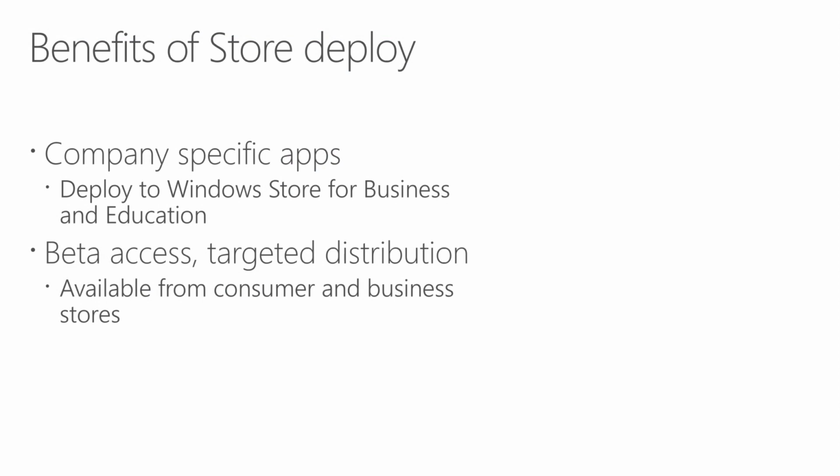So instead, what you can do is publish them to something called the Windows Store for Business and Education. That means it's only available to the employees at your company, for instance. Now, both these stores, consumer and business, have what's called beta access and targeted distribution. That means when I have a beta version of the app, I can publish it to the store, but say this is not for public consumption, this is only for beta release, and here's a subset of Windows 10 users that are allowed to have access to the application and install it.